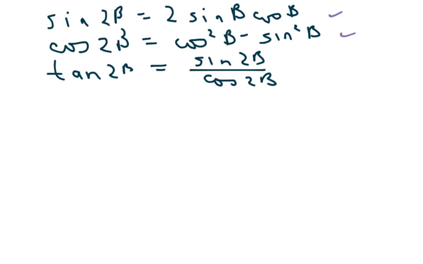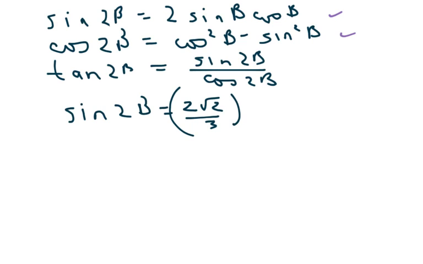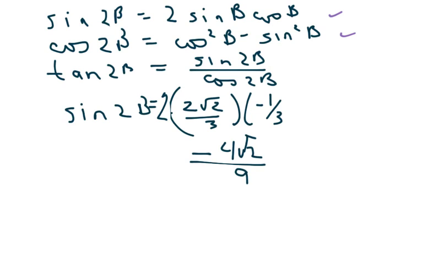So on the beta side we have sine of 2 beta equals, sine of beta is 2 root 2 over 3 times -1/3. This is 2 times this. So we're going to get -4 root 2 over 9.